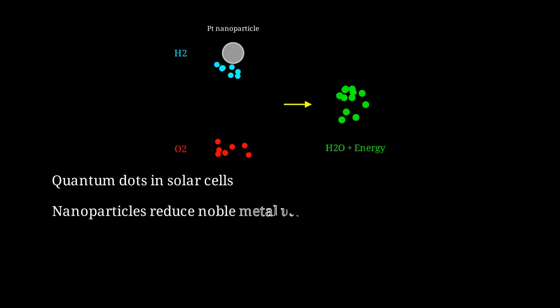The economic impact is staggering. By using nanoparticles instead of bulk catalysts, we achieve the same activity with a fraction of the precious metal. A modern catalytic converter might use 2 grams of platinum nanoparticles instead of 10 grams of bulk platinum. Same performance, 80% cost reduction.